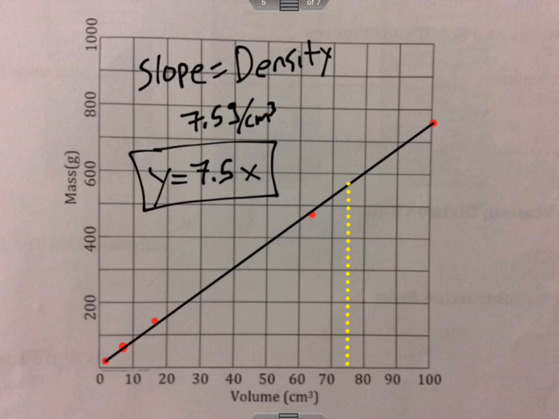Right? And then all I have to do is go over to the y-axis where the mass is, from that point on the line, and look at where it is. That's approximately a little higher than 550, right? So it's approximately 560, which is what we just calculated. Make sense? There's two ways to solve this problem, because you have that graph. Okay?